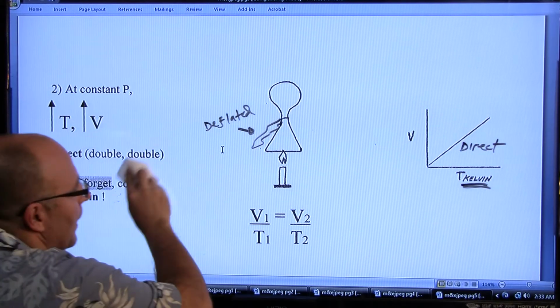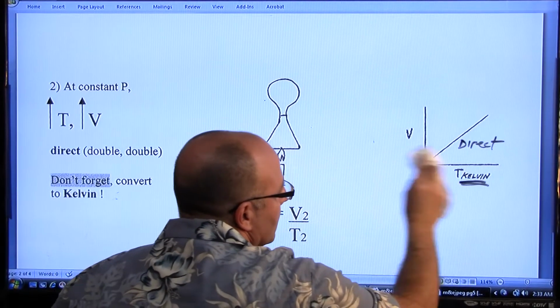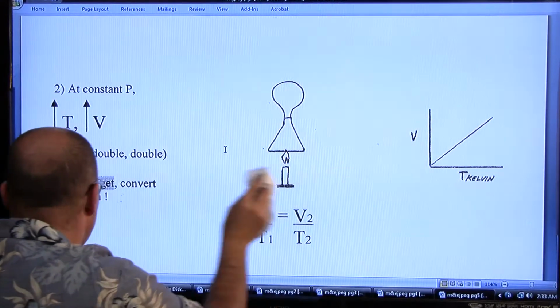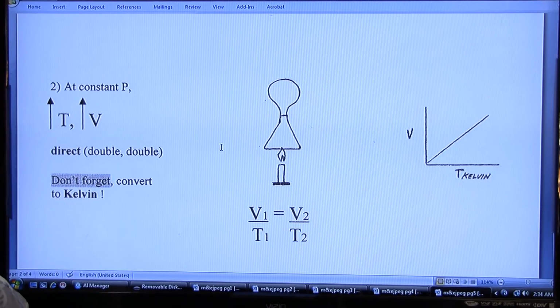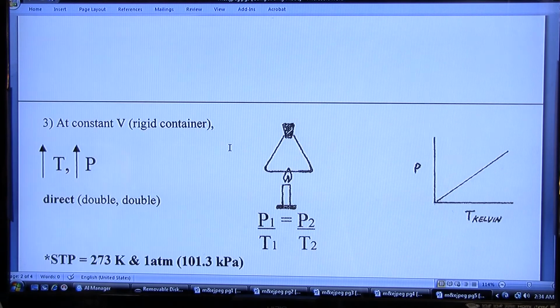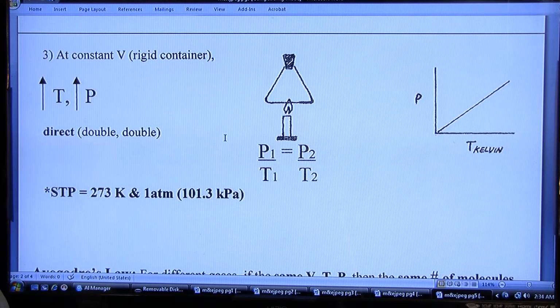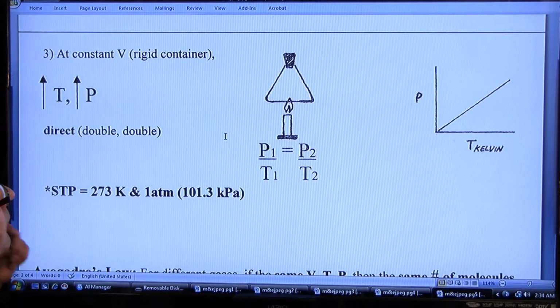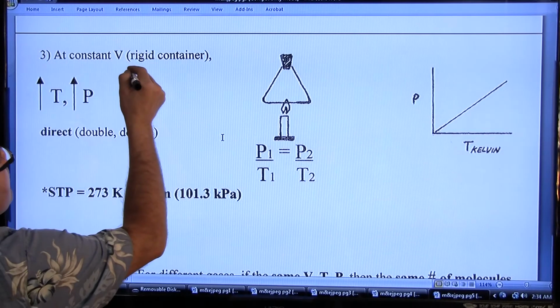And finally, the other possibility is if they tell you that the volume is constant, in which case they might say the gas is confined in a rigid container. Rigid means non-flexible.